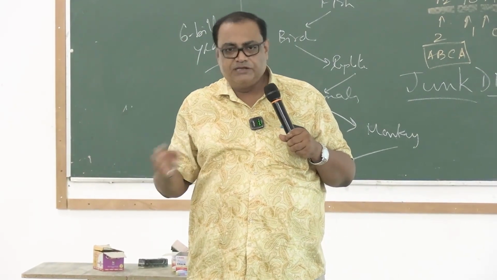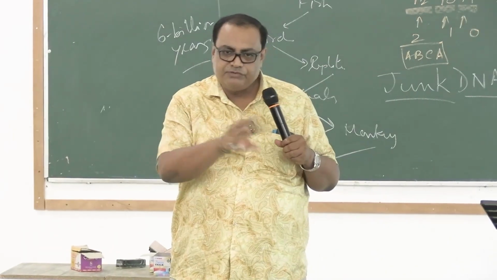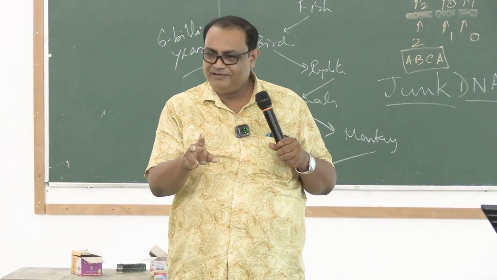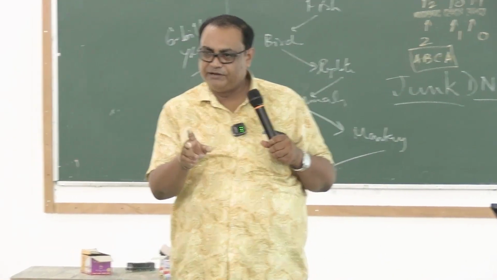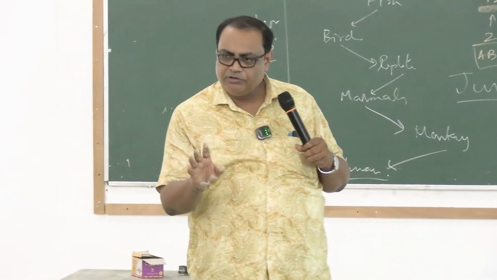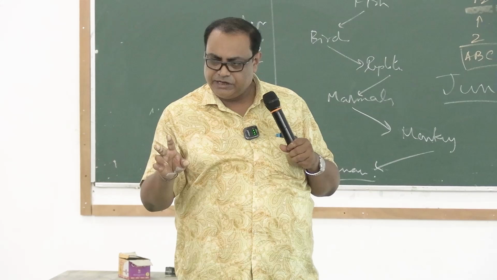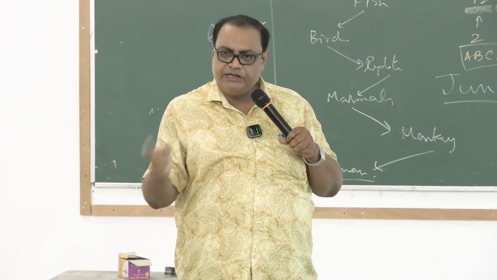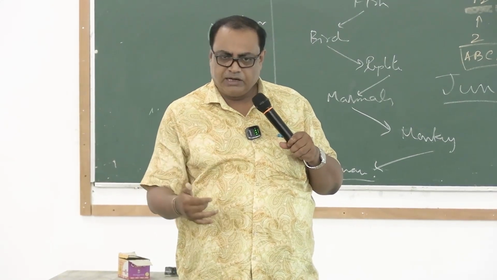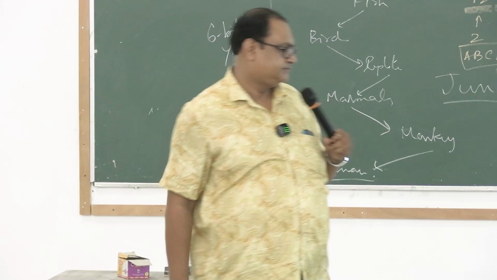In the other person it shows only 2 places. So these 2 are different. Correct? This is how we find out the difference between 2 individual DNA using VNTR, variable number of tandem repeats.